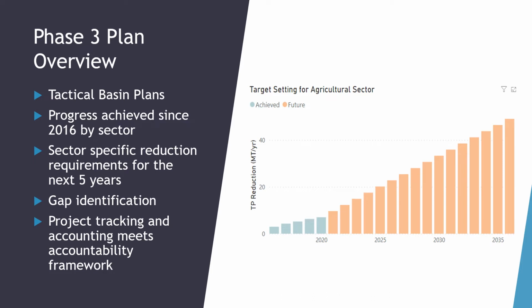The Tactical Basin Plan Phase 3 content reports on reduction requirements across all sectors within each of the 6 Champlain basins and Memphremagog, including regulatory and non-regulatory actions, and identifies gaps in strategy implementation. This Phase 3 project tracking and accounting effort fulfills requirements of the Lake Champlain TMDL accountability framework.